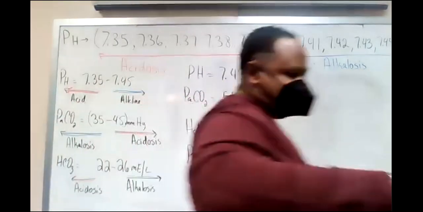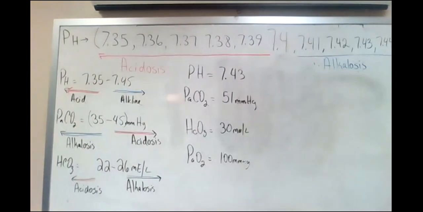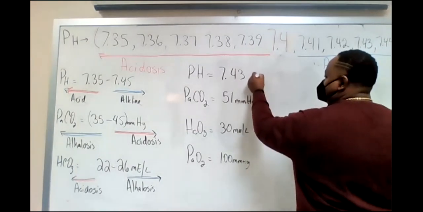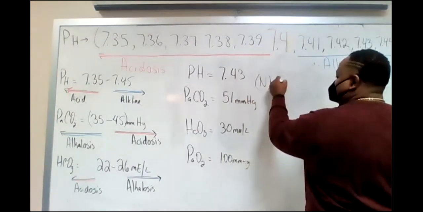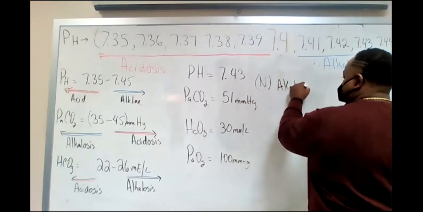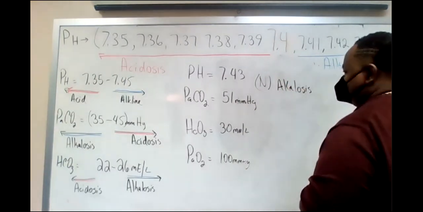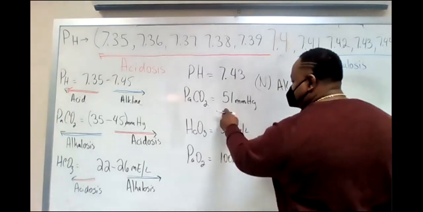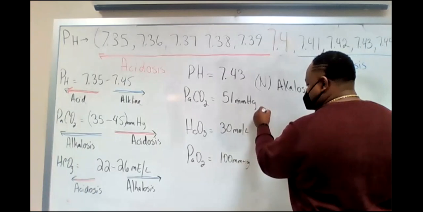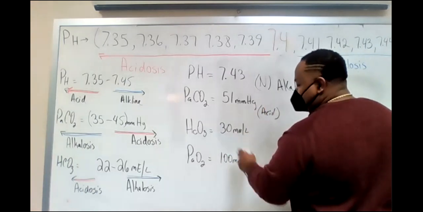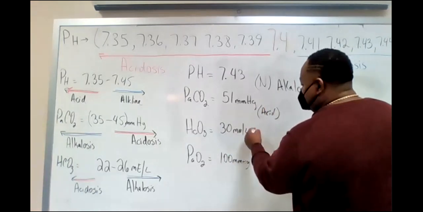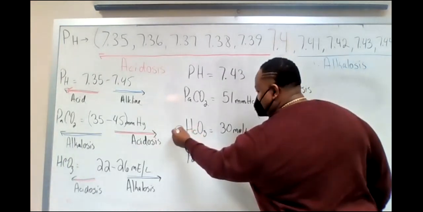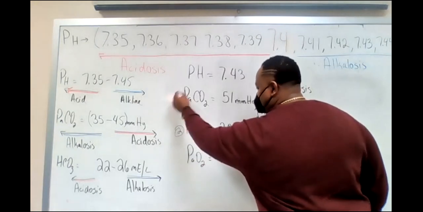All right, so let's look at it. pH in this case is 7.43. That is normal but leaning alkaline. Alkalosis. Normal but leaning alkalosis. Let's see who's causing the problem. CO2 is 51. That's acid. He ain't causing the problem. Bicarb is 30. That's alkaline. Oh, he's the one causing the problem. So he is the second player, and CO2 is the third player.